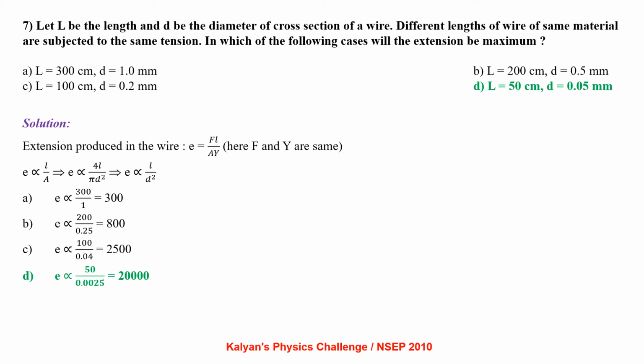e is proportional to 4L by pi D square. So e is proportional to L by D square. Verify the values of L by D square for all the 4 wires. We get the correct option to be D.